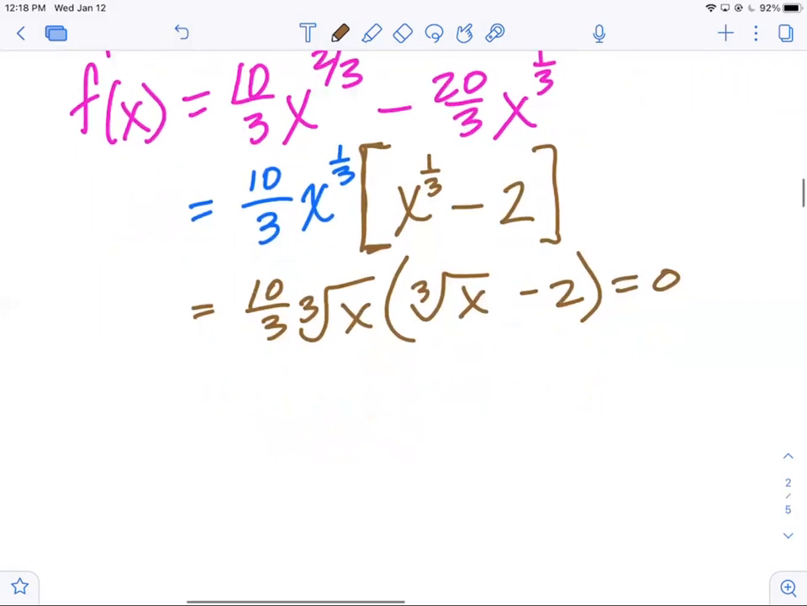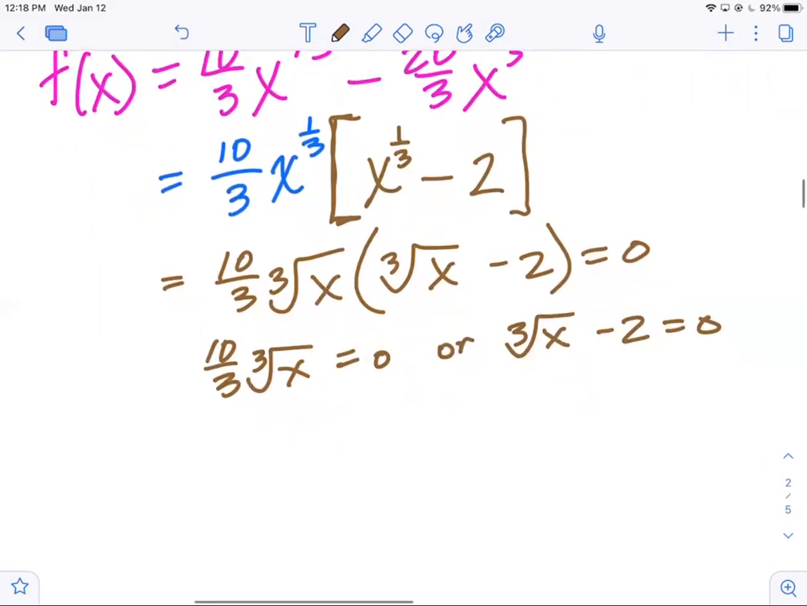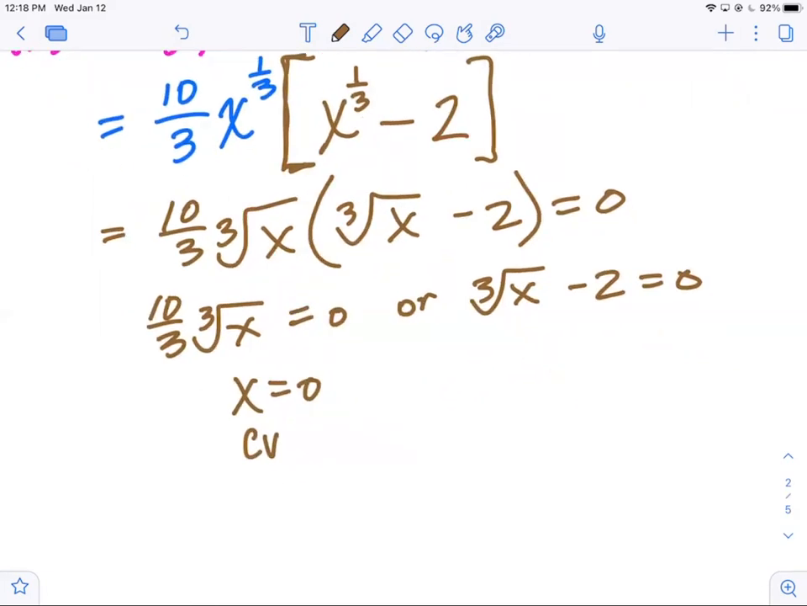And when I set it equal to 0, I'm going to get 10/3 cube root of x equals 0, or the cube root of x minus 2 equals 0. Now when I solve the first one, I get x equals 0. Yay, there's a critical value, the first critical value. And then this one over here, algebraically, we separate, we get 2.